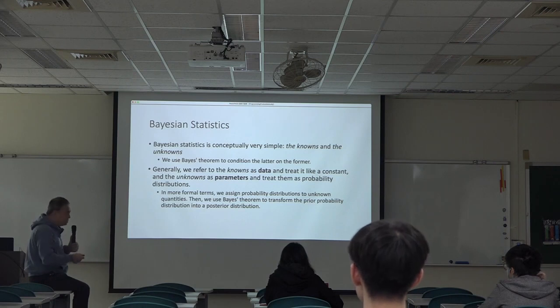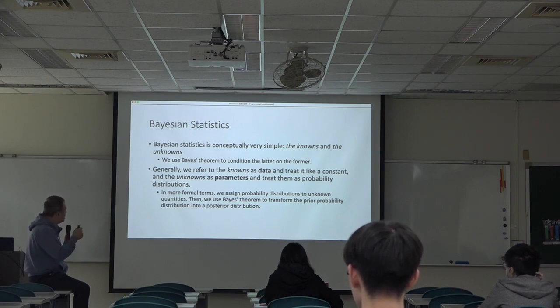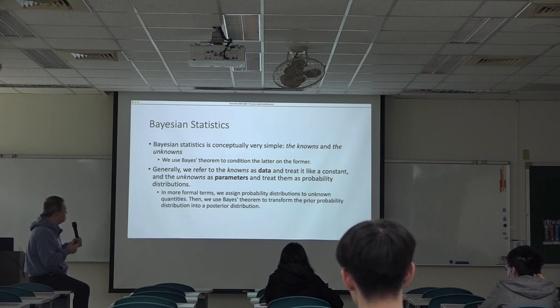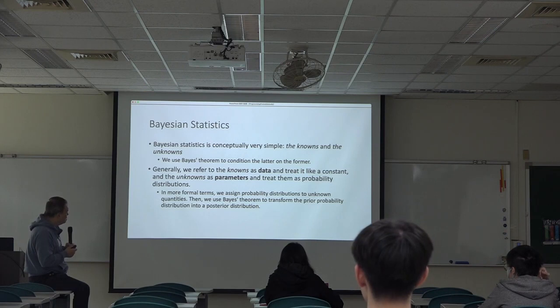Anyway, generally we refer to the knowns as data, treated like a constant, and the unknown as parameters of your model, and treat them as probability distributions. So Bayesian inference or Bayesian data analysis is to eventually obtain the posterior distribution of these parameters, conditioned on the known, which is conditioned on the data.